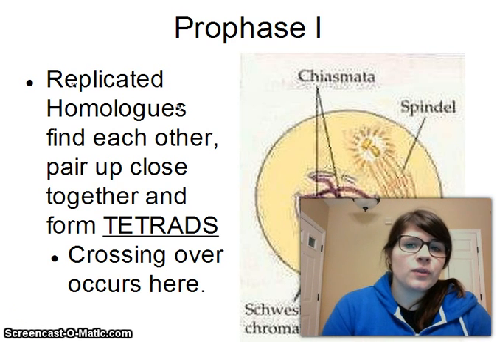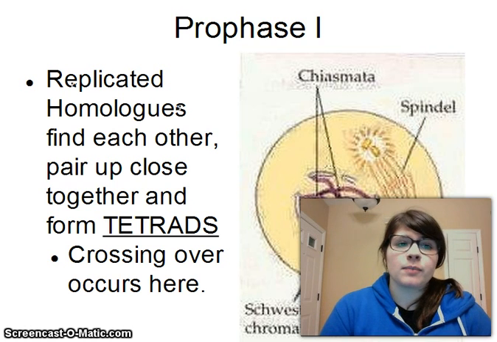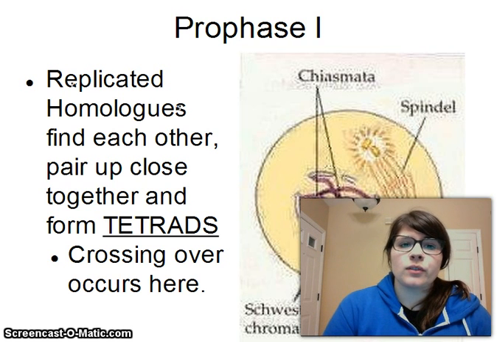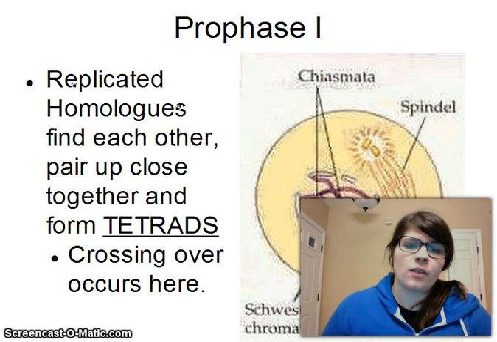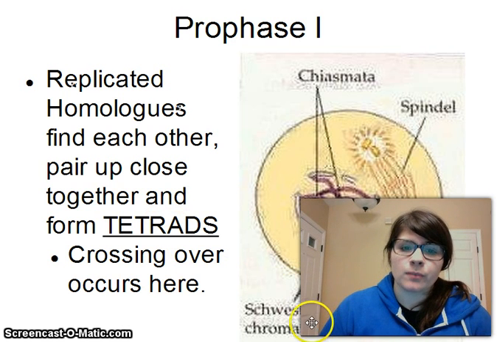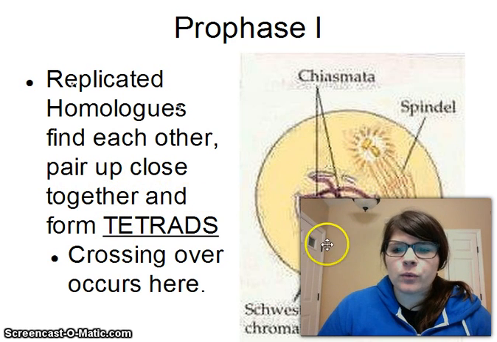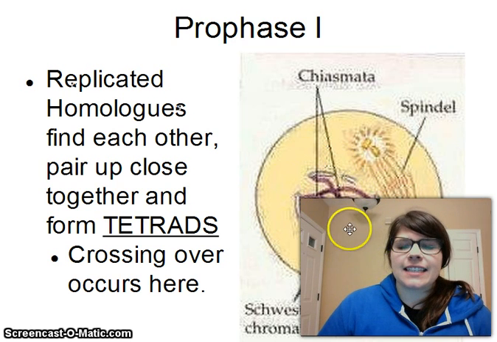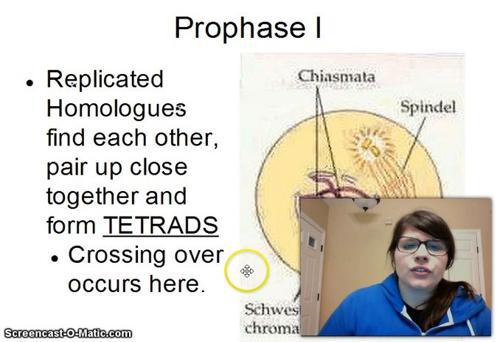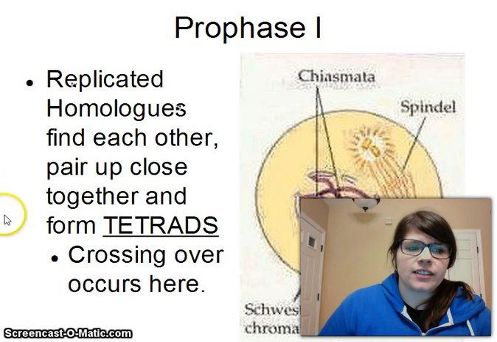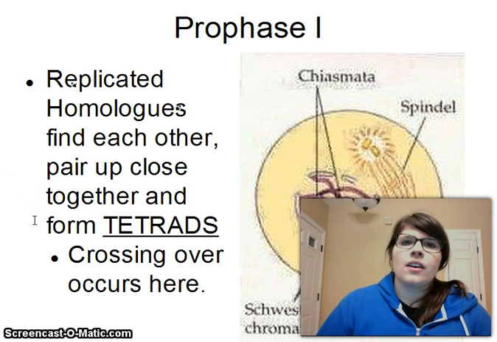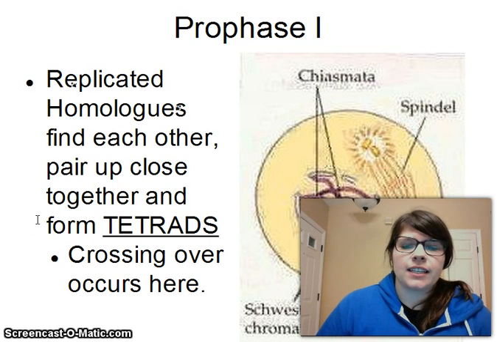Okay, so we start with prophase 1, and prophase 1 is part of meiosis 1. This is where we're going to replicate homologs, or our homologous chromosomes, and they're going to find each other, pair up close together, and they're going to form the tetrads. So each and every one of these X's in here is a tetrad. So this is where crossing over is going to occur, and crossing over helps with our genetic variability.